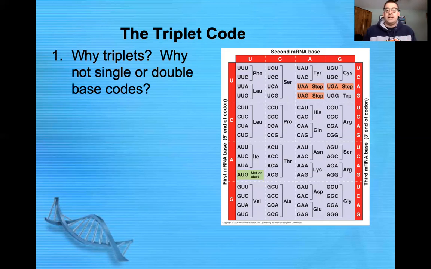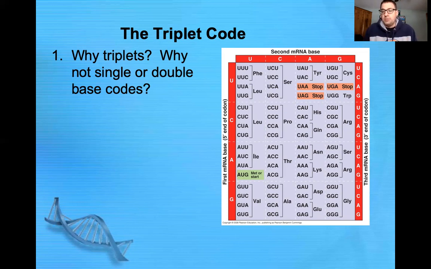So if we just had a single base code, there are 4 different bases, right? In DNA, there's A, G, C, and T. So there's 4 different bases. And if we just had a single base code, that means that one code would just be A, which could only code for 1 amino acid. Another code would just be G, and another one would just be C, and a 4th code would just be T. So you'd only have 4 different possible codes. Well, that's not enough, because you need 20 codes since there are 20 amino acids.